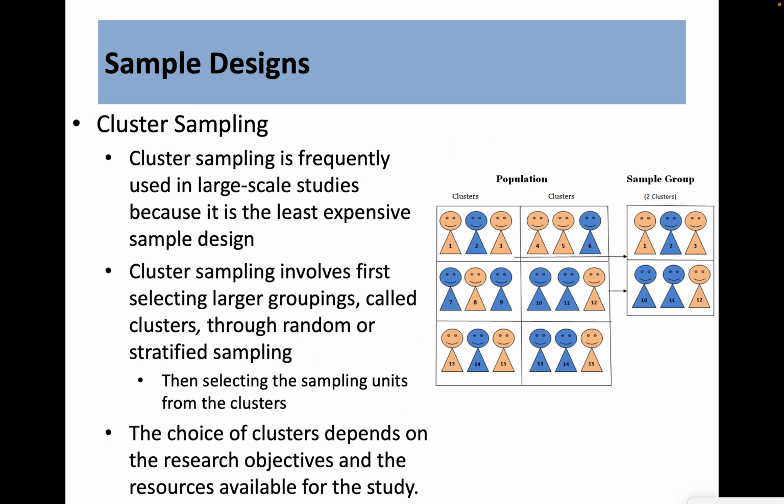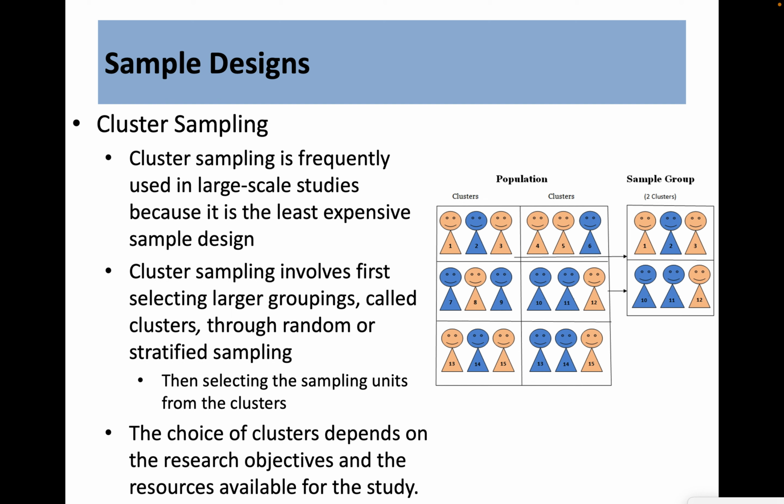Cluster sampling is frequently used in large-scale studies because it is the least expensive sampling design. And we're talking about money, and we're talking about people who don't have it, and that is our research psychologists.